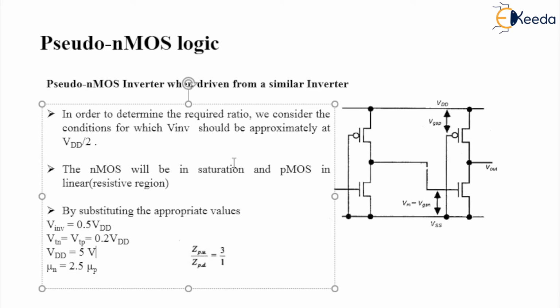So the NMOS will be in saturation and the PMOS will be in the resistive region. We derived the formula for the saturation level, IDS is equal to K into W by L into (VGS minus VT) whole square by 2. By substituting the inverting voltage, threshold voltage, VDD, all these voltages, we will get a Z pull up to Z pull down ratio of 3:1 here. So from pseudo NMOS logic, we reduced the Z pull up to Z pull down ratio for an inverter followed by an inverter from 4:1 to 3:1. That is the advantage of this other form of pseudo NMOS logic.